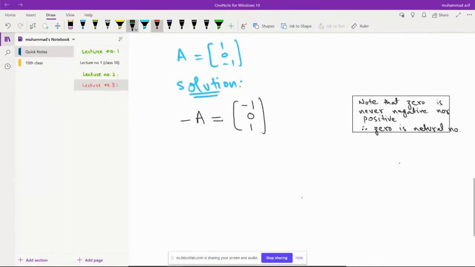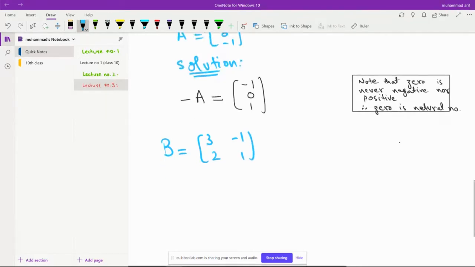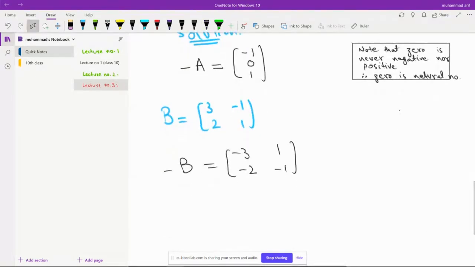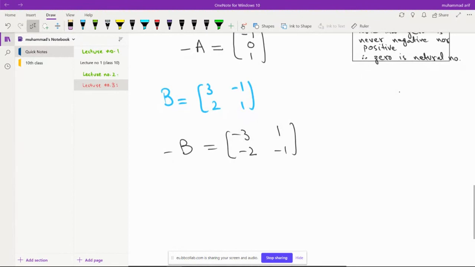Now we write the negative of a matrix B. Here B matrix is 3, negative 1, 2, 1. Then negative of a matrix B is negative B, which is equal to negative 3, positive 1, negative 2 and negative 1. We change all the signs of the matrix elements, which gives the negative of a matrix. Now solve the remaining part by yourself.